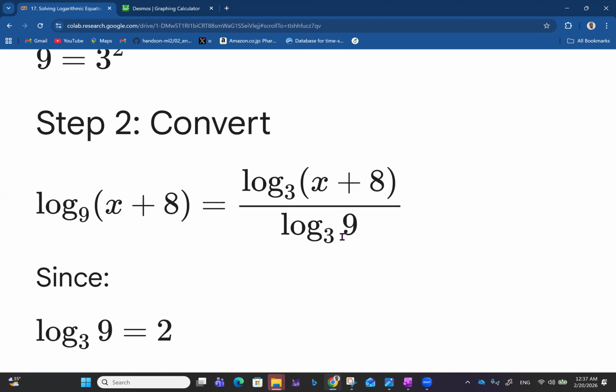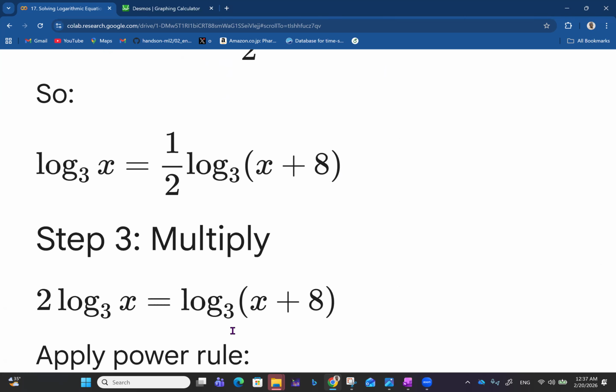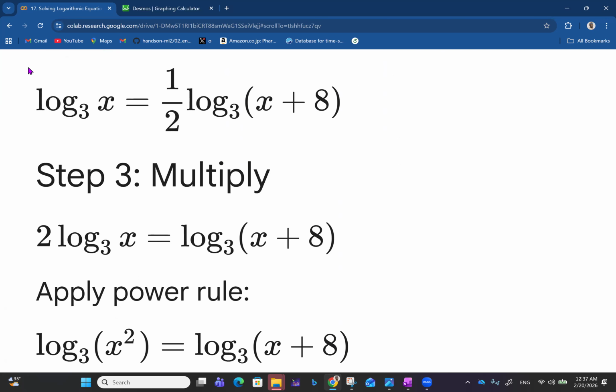And then again, we do like before. So overall, we have log x to base 3 equals half log of x plus 8 to base 3. Then we can multiply through by 2. So we have 2 log x to base 3 equals log of x plus 8 to base 3. Then we apply the power rule, so that means you have to isolate the log. The 2 can carry, x can carry the 2 on it. So we have log to base 3 of x squared equals log of x plus 8 to base 3. And then we can equate now. So you have x squared equals x plus 8. So you then have x squared minus x minus 8 equals 0.